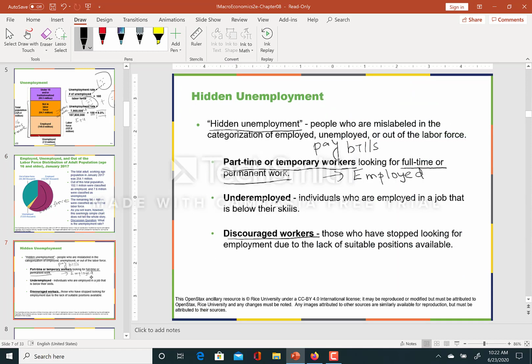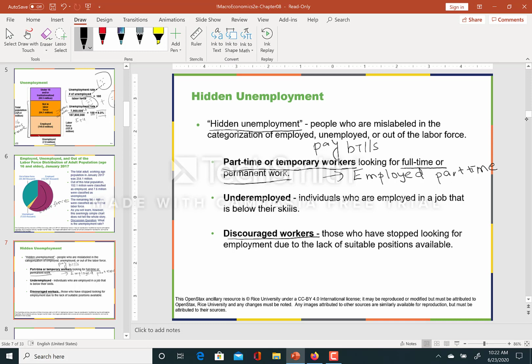We have some criticisms the way unemployment rate is calculated. Before that, I'm going to talk about hidden unemployment. So we have people who are working part-time or doing temporary jobs to pay bills, and they are looking for full-time jobs or permanent work. Even though they are employed part-time, they are still calculated as employed.